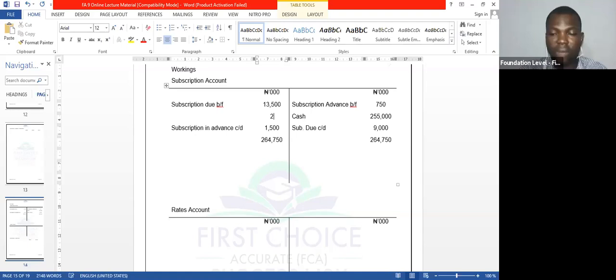Now this figure is the balancing figure that will be shown in your income and expenditure account. That is what we are going to find under the income and expenditure account. So it means that we are good to go on this. So we have closed our account. So let's close our accounts.